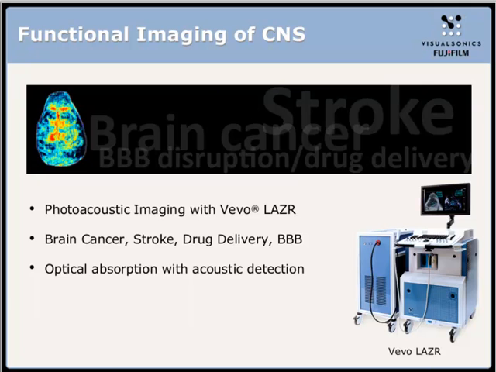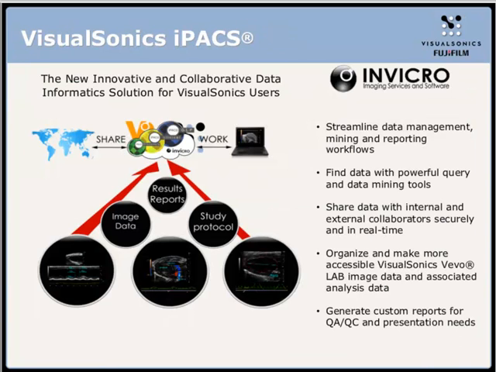So in the example of this transverse section of the adult mouse brain on the top left, this is all done using photoacoustics, looking at blood flow in the cortical region of the brain. And this is all done, again, using photoacoustics through the skull, all done in vivo, non-invasively, using the vivo laser photoacoustic system. To finish off, I just want to introduce the topic of data management.